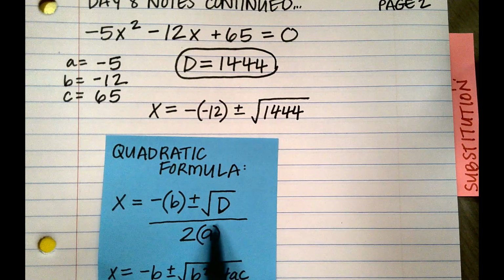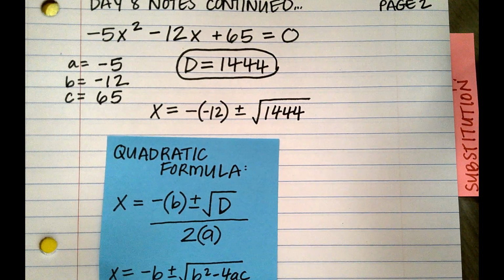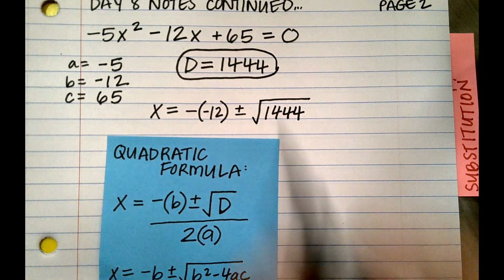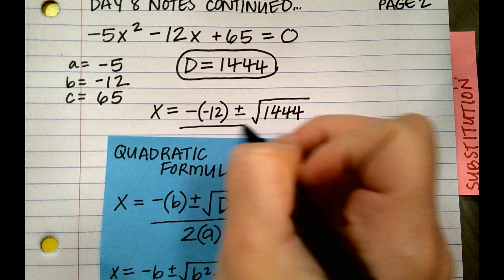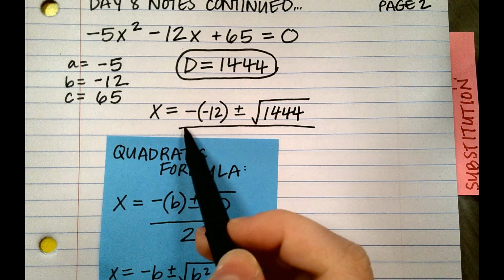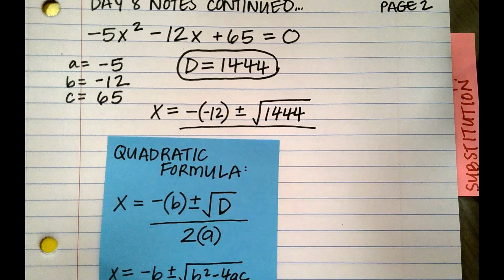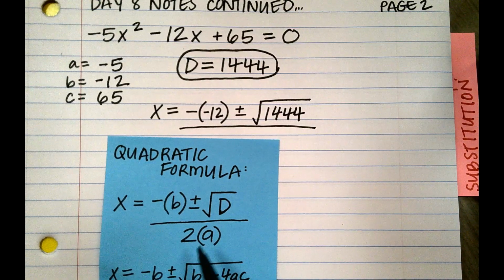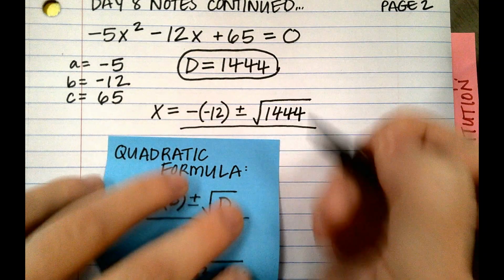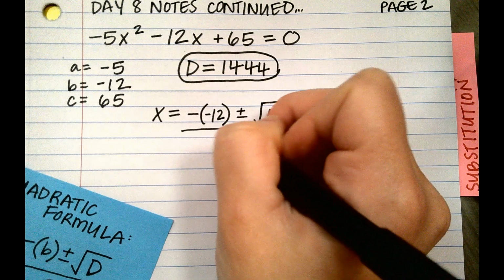So we plug in two things. And now we just need to draw a big fraction line under both of these. And the last thing to plug in is 2 times A. Yes, 2 times negative 5.